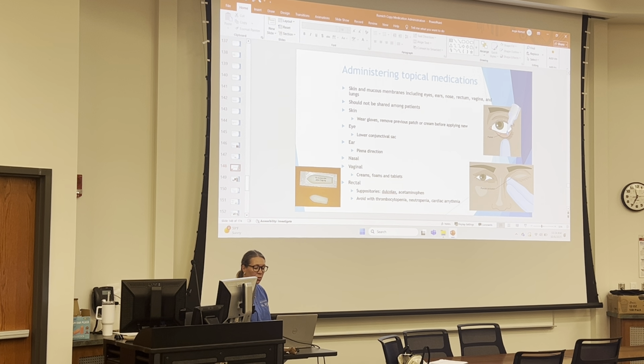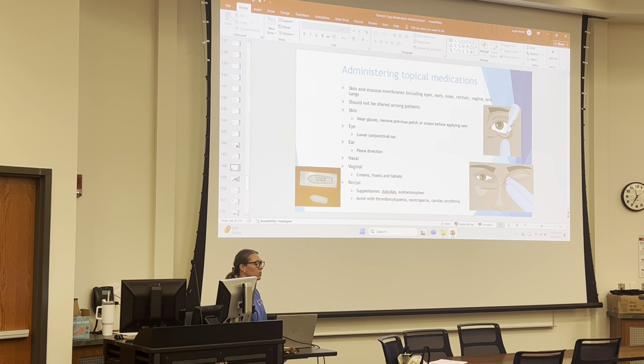And then we wanna make sure that we rotate sites. If it's a patch, that can be put in different areas. Don't go right over the same site every time, because it cuts off the air supply, so we can create a sore in that area. And then just always making sure that the spot that we choose is clean, not super hairy, so that the medication can actually be absorbed and not irritated.